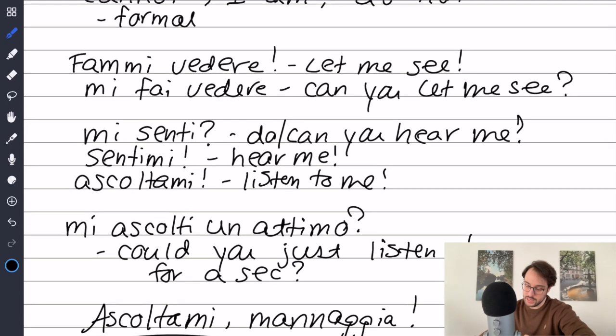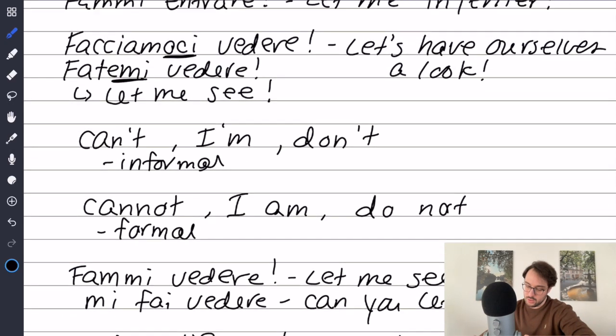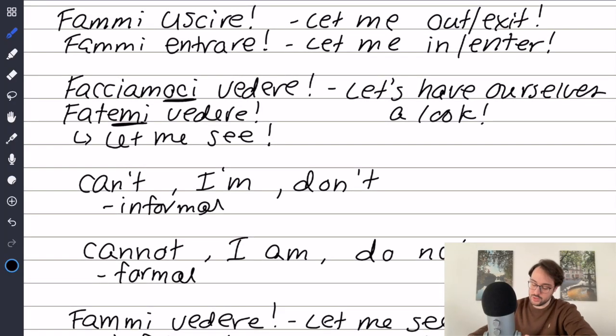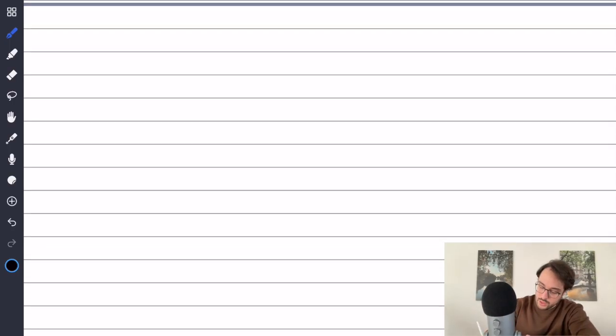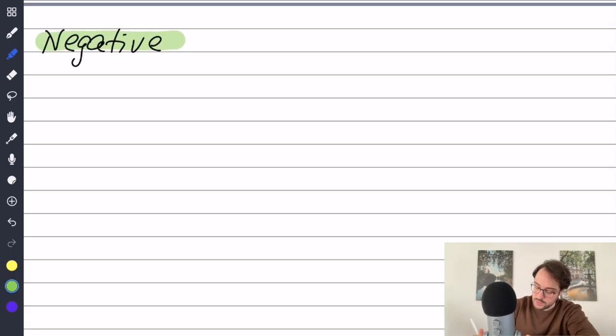Did I do the negative version? Non. Yeah, let's do the negative version. Okay, let's do the negation of this. So let's do negative commands with object pronouns, sempre con fare, always with fare.